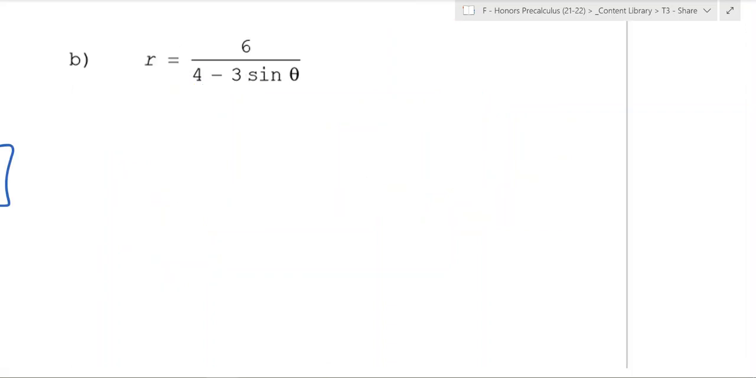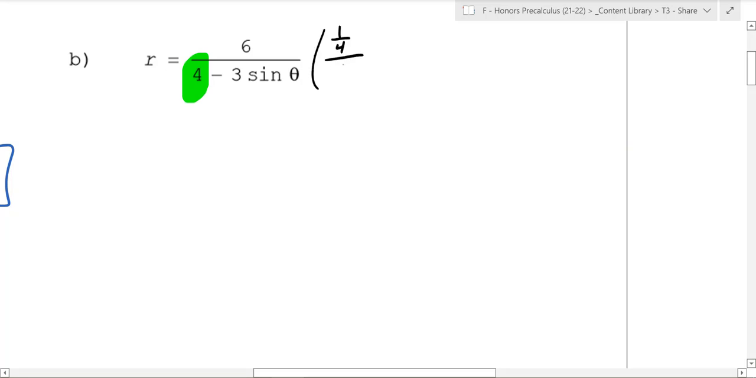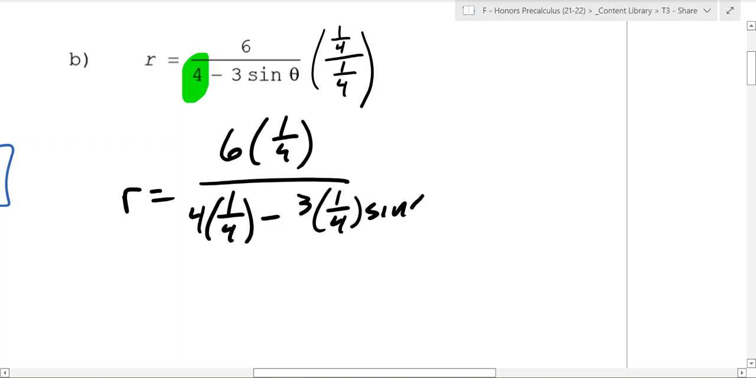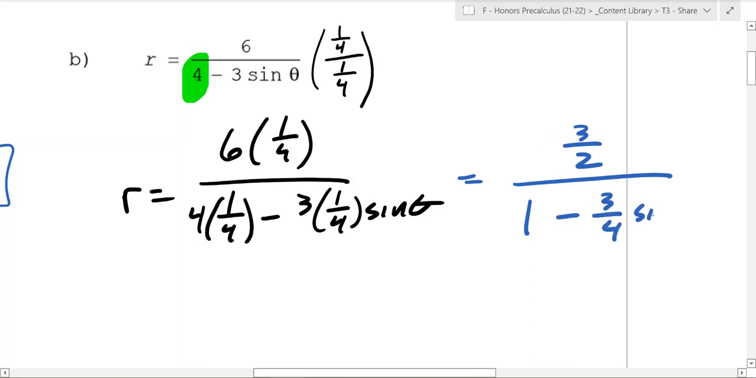So on the next one right here, the key we have to realize is that 4 here has to be turned into 1. So what we're going to do here is multiply this by 1/4 and this by 1/4, which is a fancy form of 1. So with r is equal to 6 times 1/4 over 4 times 1/4, we have to distribute minus 3 times 1/4 sine theta. So this simplifies to 6/4, which is 3/2, over 1 minus 3/4 sine theta.